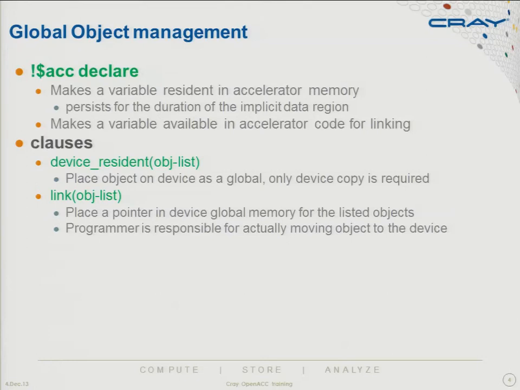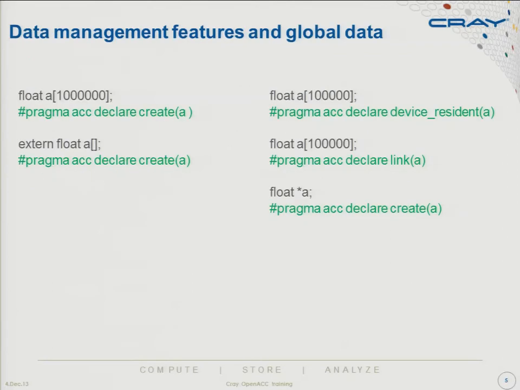So, if you've got a big data region that's your whole code, maybe instead you just want to use declare to do it. But this is an OpenACC 2 feature. So if you use an OpenACC 1 compiler, it's not going to support that. So these are some examples of doing that.